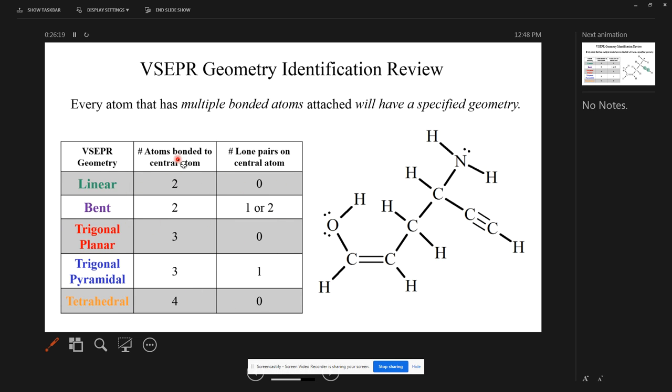So notice if there's 2 things bonded to a central atom, it's either linear or bent. And so then to answer which one it is, what are the number of lone pairs attached? 0, 1, or 2. So if you look at this structure, find an atom that has 2 things attached. Okay, we have that here, and we have that here. Okay, well, which one has 0 non-bonding pairs?